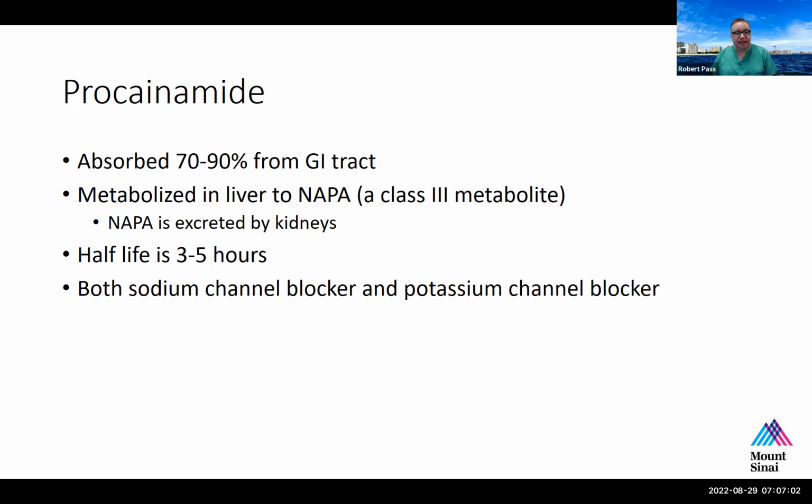to a substance called NAPA, which is actually a class 3 metabolite, and NAPA is excreted by the kidneys. So one needs both liver and kidney function in order to metabolize procainamide. It's important to remember that although it is a 1A medication, and that's its formal designation, it also has class 3 effects. Dr. Ed Walsh at Boston Children's always used to make a very important point about it also being a class 3 agent. Its half-life is relatively short at 3 to 5 hours. And again, it's both a sodium and potassium channel blocker because of its metabolite NAPA.